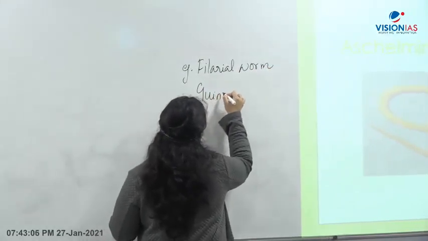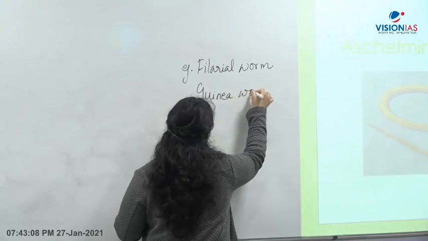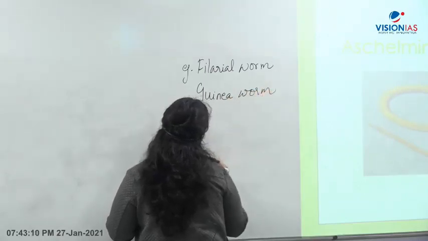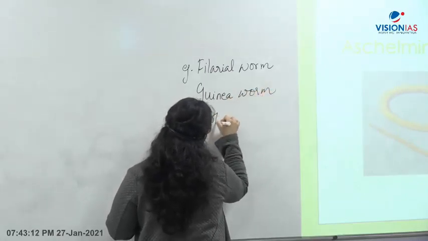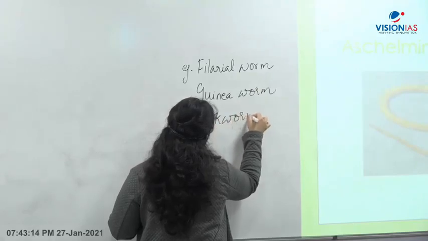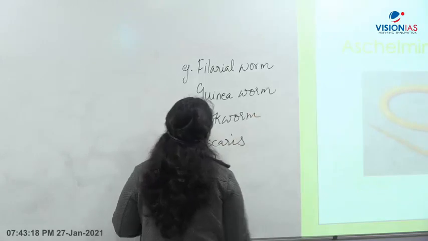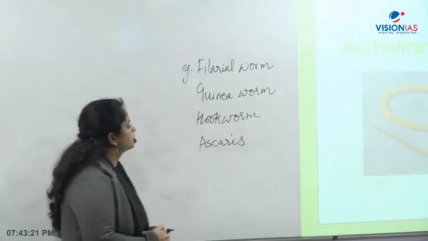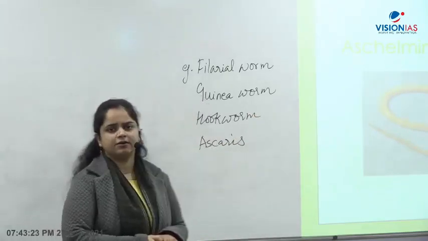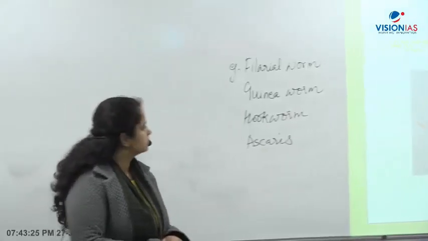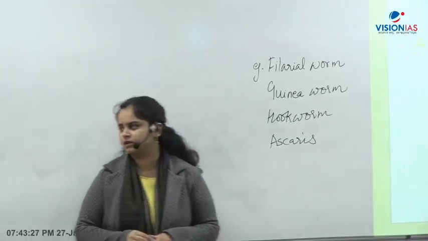Filarial worm, these are all causing diseases in human beings. Guinea worm, hookworm, Ascaris, all these are roundworms. Write down the examples.